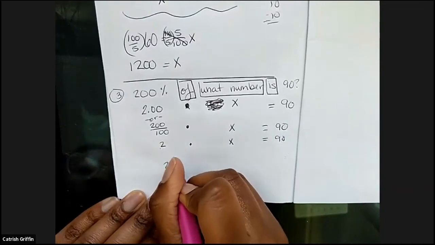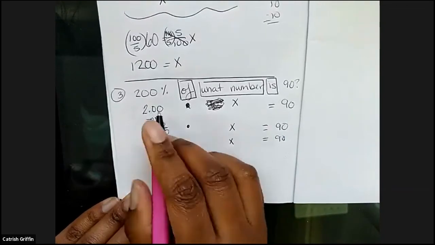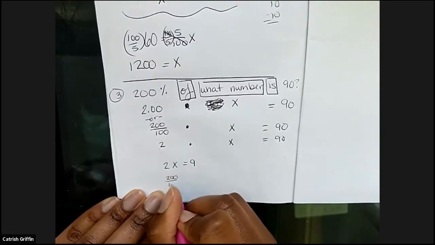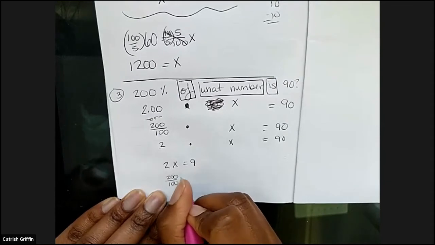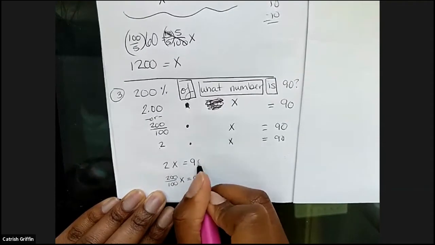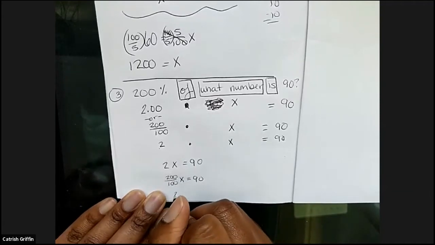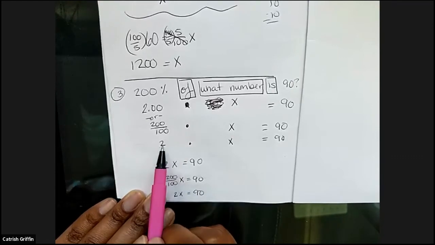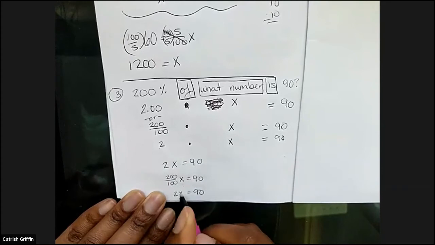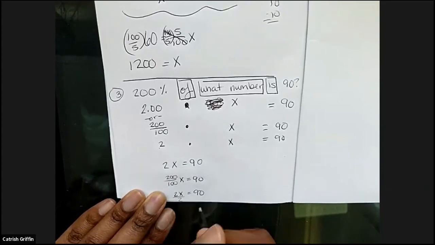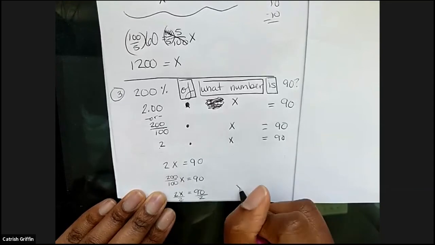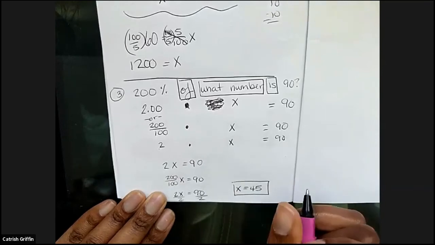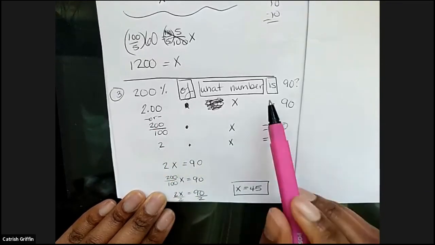I have 2x is equal to 90. 2 times x is equal to 90. I also have 200 hundredths times x is equal to 90. Forgot a 0. And then I have 2, again, times x is equal to 90 because I simplified this fraction to be just 2. And once I get that, I can start solving for x. I'm going to divide both sides by 2. When I do that, I get x is equal to 45. So 200% of 45 is 90.